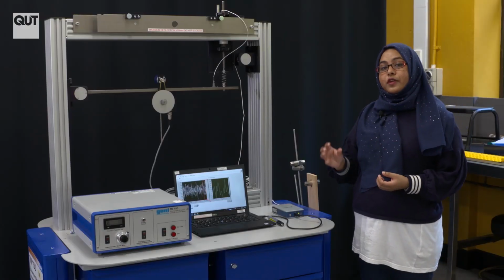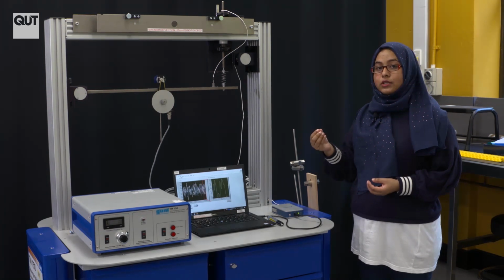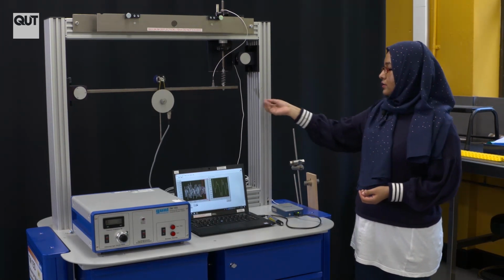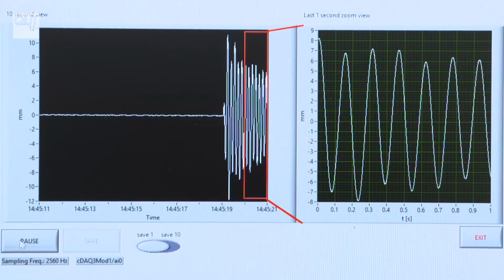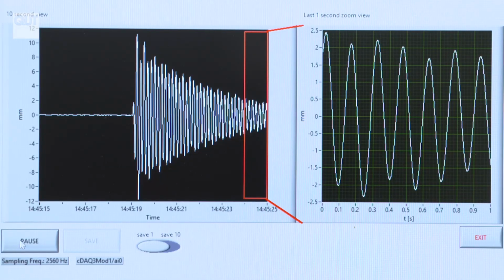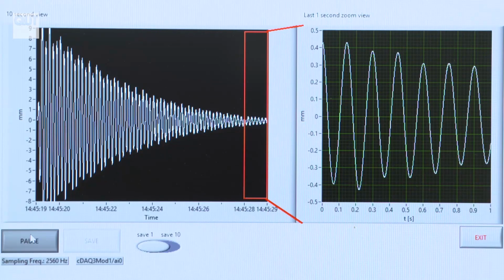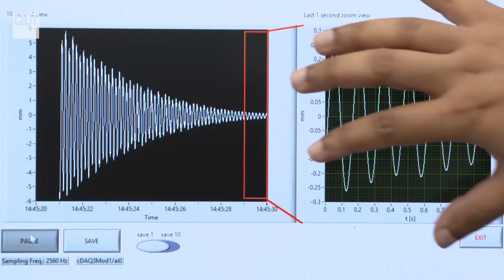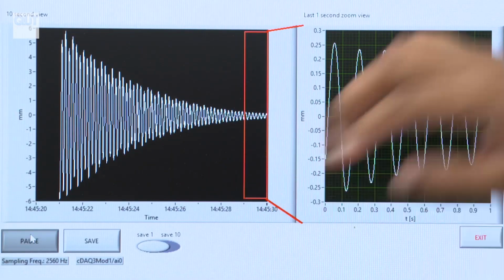Even though this is a free vibration, we still need to disturb the system initially. So I'll just disturb the system, and then just look at these two windows, and then I'll pause. Now I'll pause here. First of all, this window is for 1 second, this window is for 10 seconds.